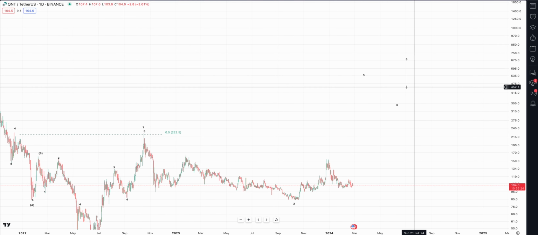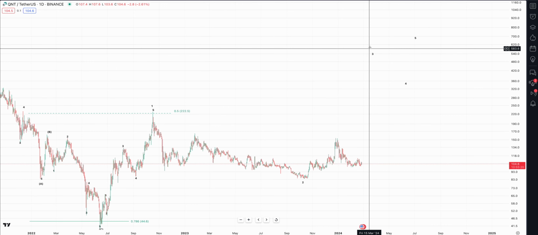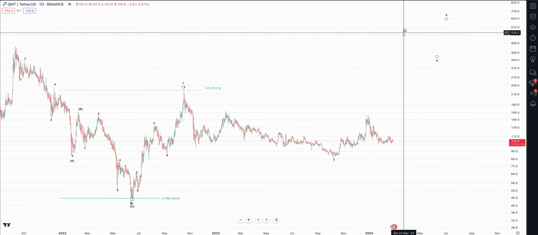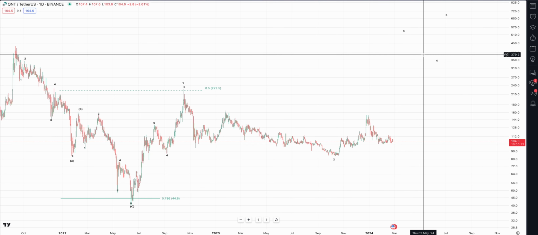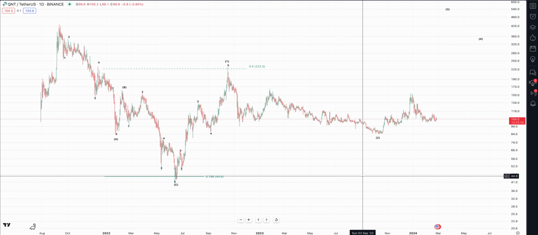Now, don't consider where I place this 3, 4, and 5 as targets. We're going to get more into the targets in another video or later in this video. I just want to show you what the wave counts look like. Okay, this is your wave 2.